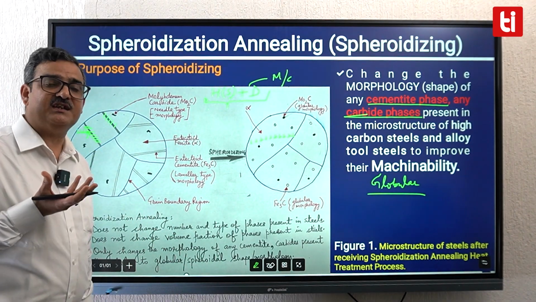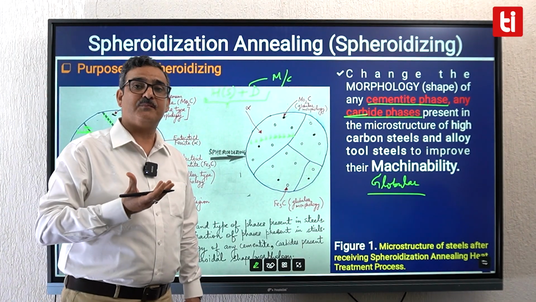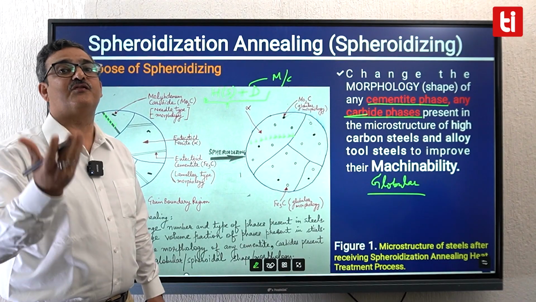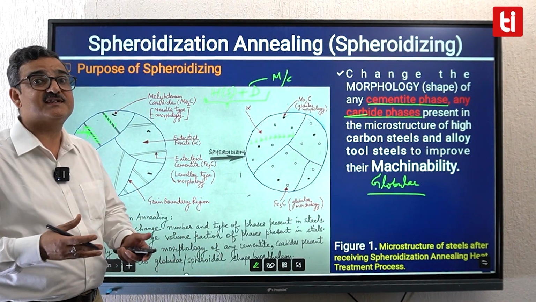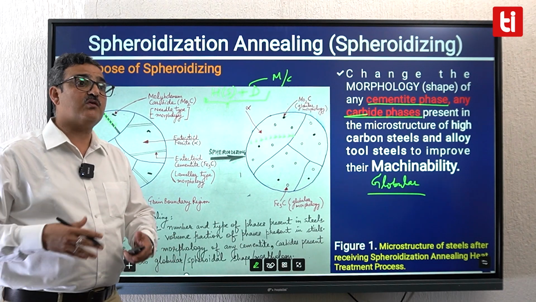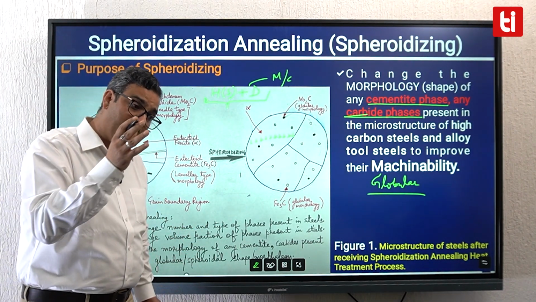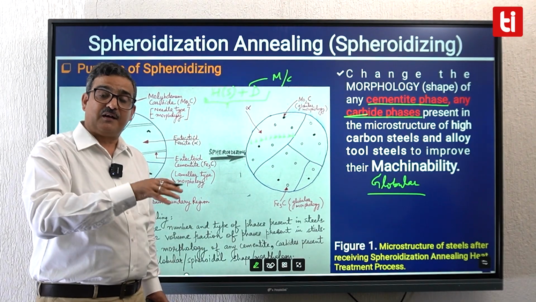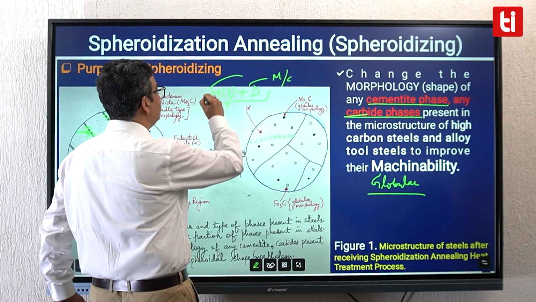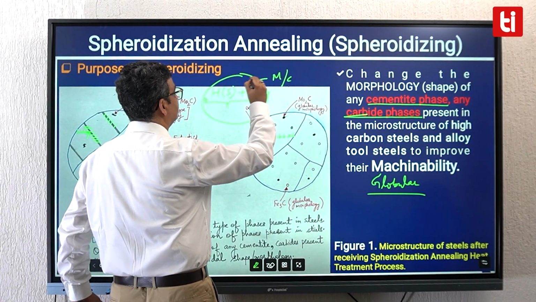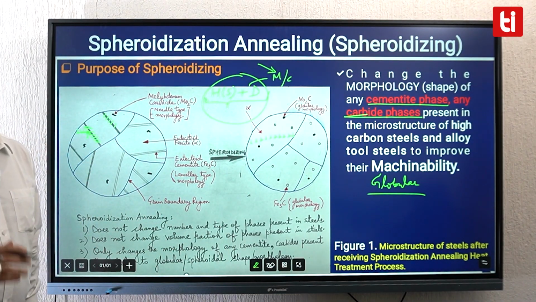So microstructural changes have to be done, but they have to be done very judiciously. You cannot take a low carbon steel and make it softer. It is already very soft. For good machinability, it has to be made slightly harder. Similarly, you cannot take a high carbon steel and make it harder through some treatment. No, it has to be made slightly softer. Treatment has to be given which makes it slightly softer so that hardness and ductility of the steel composition come in some optimum range, providing it good machinability.